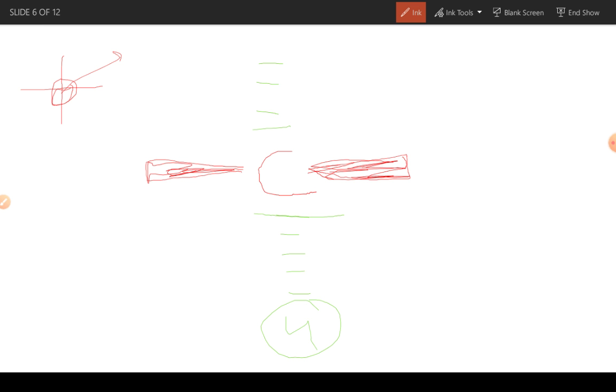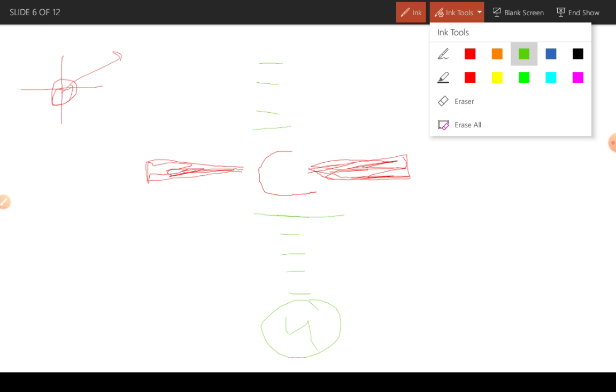Let's see some examples. If you have some doubts, I will be clearing them in the next few slides, where the examples are coming. Let's see. See, this is a very simple and very easy compound.